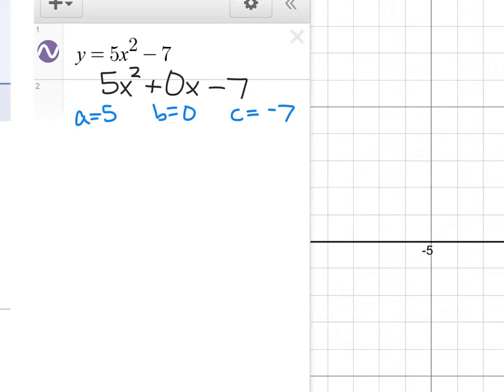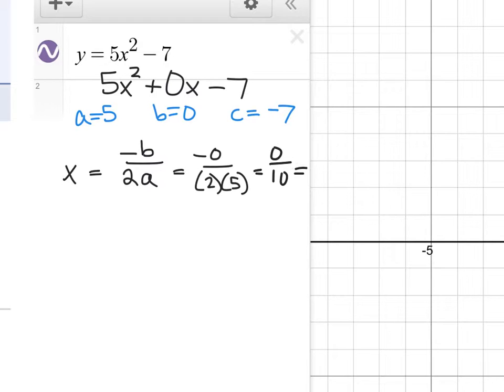So if we're going to find our vertex, the x value is negative b over 2a, which means it's going to be negative 0 over 2 times 5. Where did the 2 come from? Well, that's just part of the formula. Where did the 5 come from? It's a. And so you end up with 0 over 10, which is just 0.